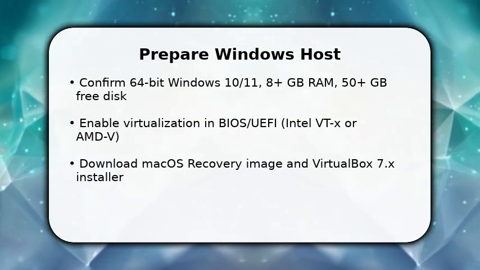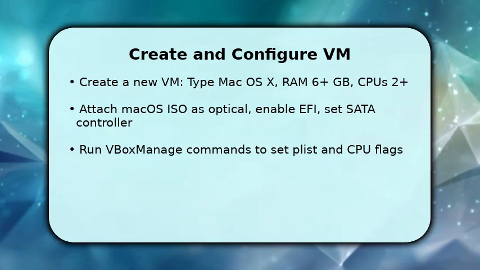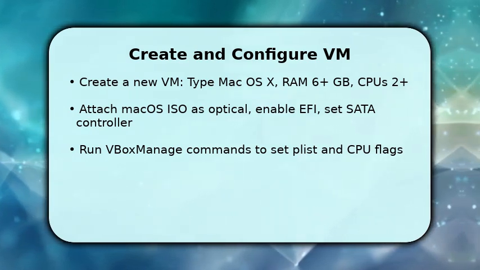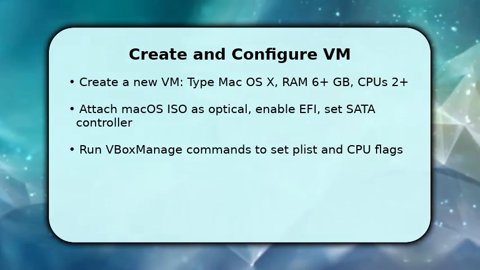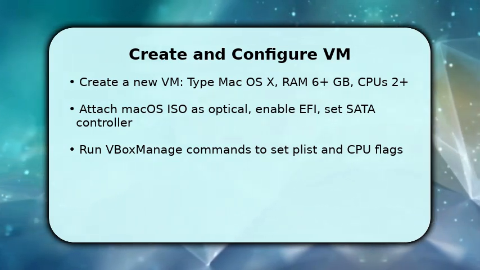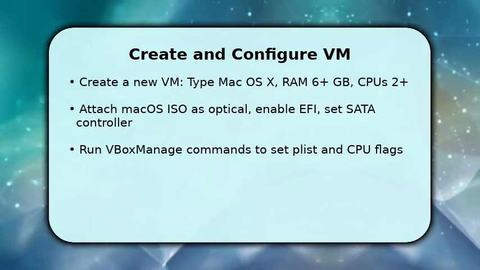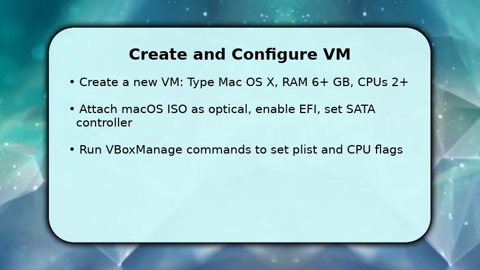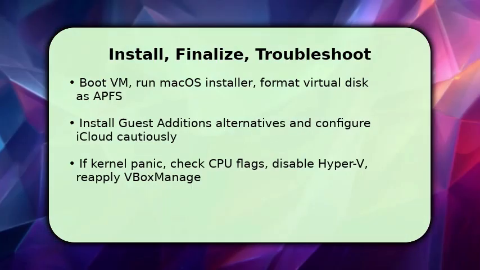You now create and tune the VM. Pick Mac OS X as the OS type, assign at least 6 GB RAM and 2 CPU cores for responsiveness, and enable EFI firmware in settings. Once created, attach the Mac OS ISO as the optical drive and use a SATA controller for the virtual disk to improve compatibility. Then run a short set of VBoxManage commands to set board ID, chipset, and CPU features so Mac OS recognizes hardware. Doing this fixes many boot problems before you boot the VM and follow the Mac OS installer.